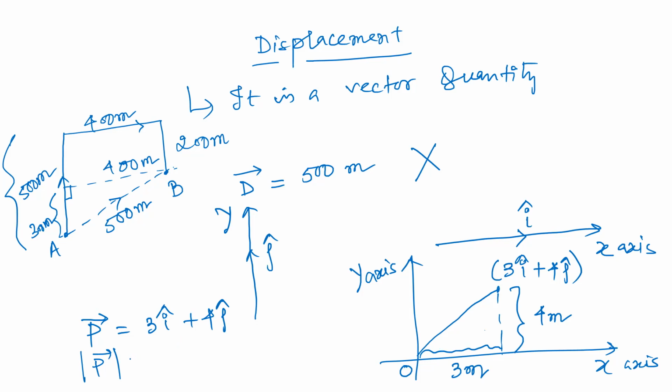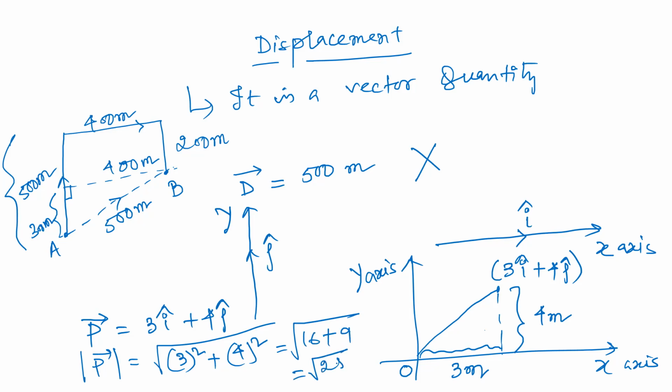Modulus means what? It is equals to under root of coefficient of i cap, that whole square, plus coefficient of j cap, that whole square. So it is equals to under root of 16 plus 9, which is under root of 25, and we are getting the answer as 5 meter. So in this way we are able to represent the displacement as 5 meter. Okay.